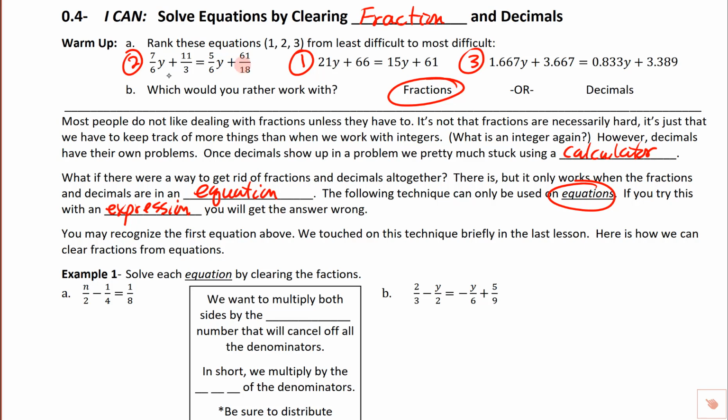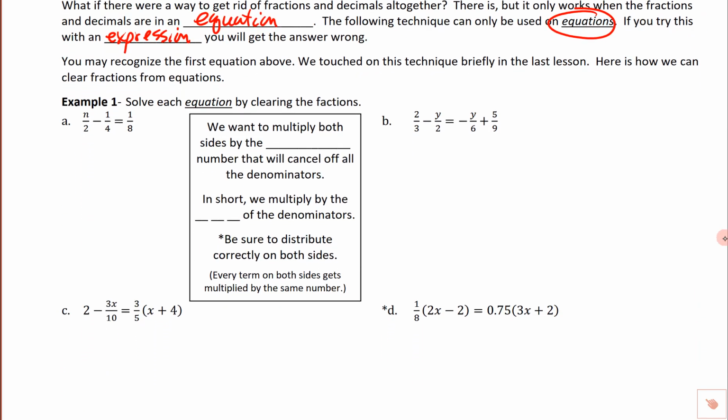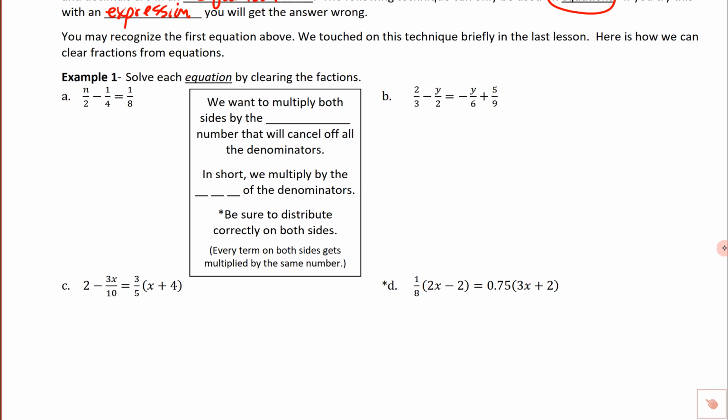Now, you may recognize this one right here. We actually did this problem in the warm-up part A. We did that in the last lesson. We talked about that just a little bit. But here's how we can clear fractions and make sure that we're really good at this. So I've got a couple of examples where we're clearing fractions, several different types here. But again, notice that we're dealing with equations. This is why we can get rid of the fractions, because it's an equation.